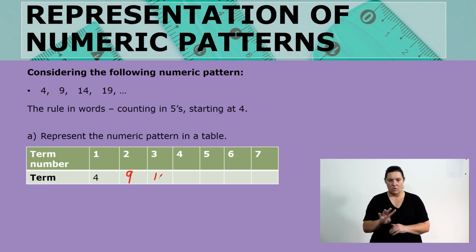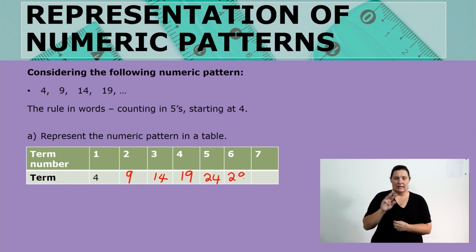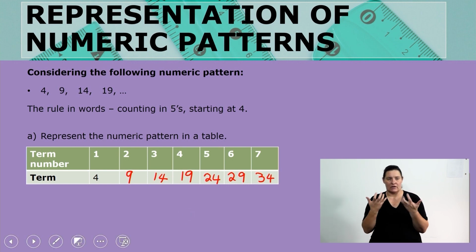The third term is 14. The fourth term is 19. Remember, we are counting in 5s. So when we continue this pattern, we are going to have our 24. Then we are going to have our 29. And we are going to have our 34. We had already calculated the next 3 terms for this pattern.